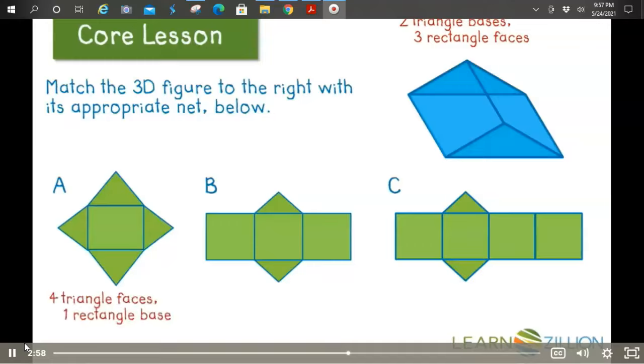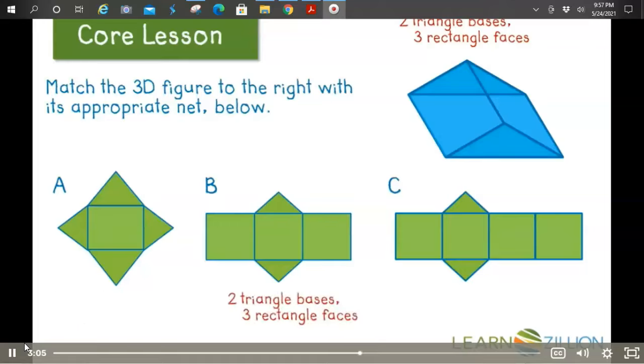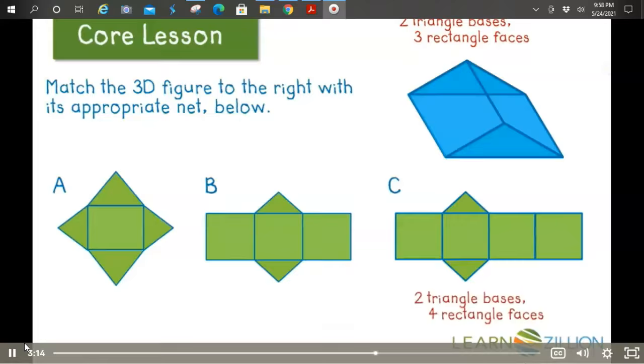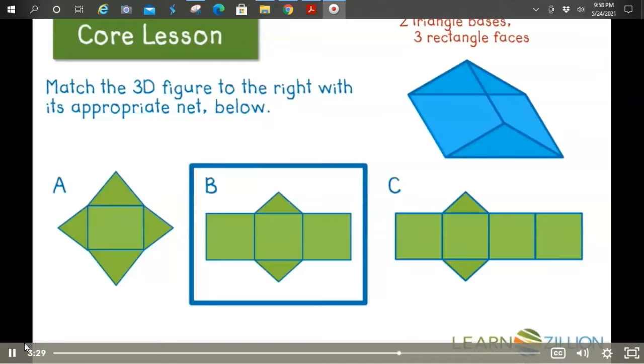Option A, as you can see, has 4 triangle faces and 1 rectangle base. So we know that that's not going to work out. Option B seems like a pretty good fit: 2 triangle bases and 3 rectangle faces. Let's just check out C to make sure that we want to stick with B. So option C we see has 2 triangle faces and 4 rectangle faces. So what that means is there would be an extra rectangle in the net for option C. So we can conclude that letter B is the appropriate net for our triangular prism.